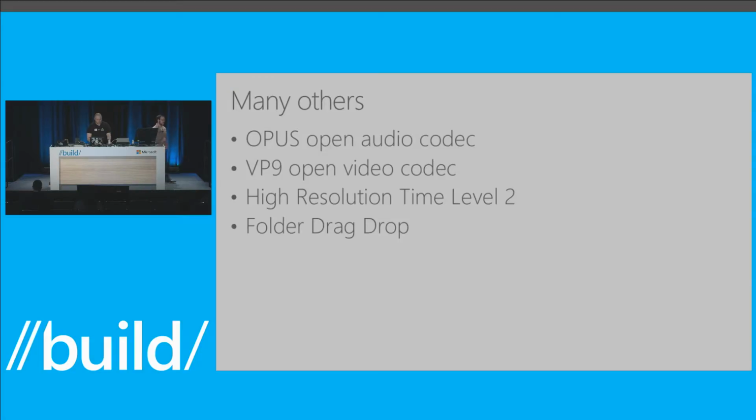Many other things are coming soon to, or already in preview builds for, EdgeHTML, including open audio through Opus, the VP9 video codec for playback in the video element. High Resolution Time Level 2, an updated version of the performance working group standard, as well as support for dragging and dropping folders for upload scenarios and other HTML5 drag and drop experiences.